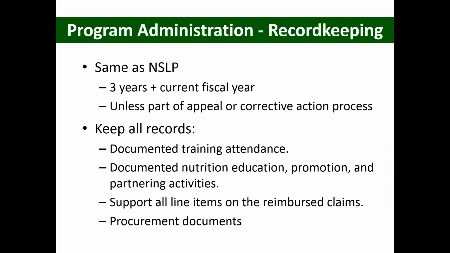Okay, program administration record keeping, pretty important. Just like when you receive an administrative review, you will be reviewed also for your Fresh Fruit and Vegetable Program. The record keeping is the same as NSLP, 3 years plus current fiscal year, unless part of an appeal or a corrective action. You need to keep all records and documented training and attendance, documented nutrition education, promotion, and partnership activity. Support all line items on reimbursement claims and procurement documentation.